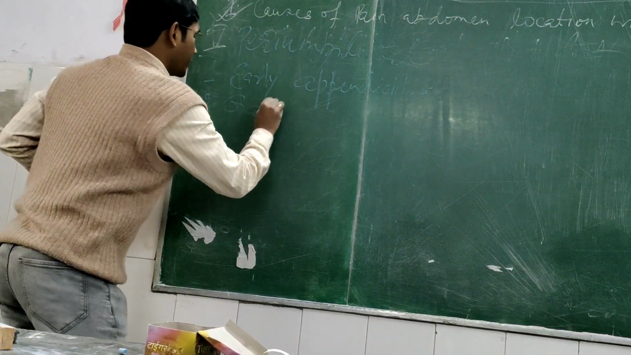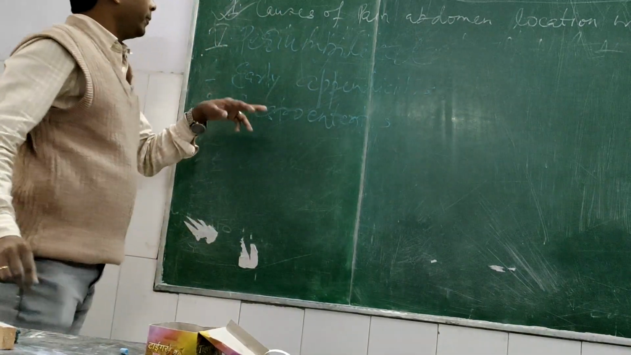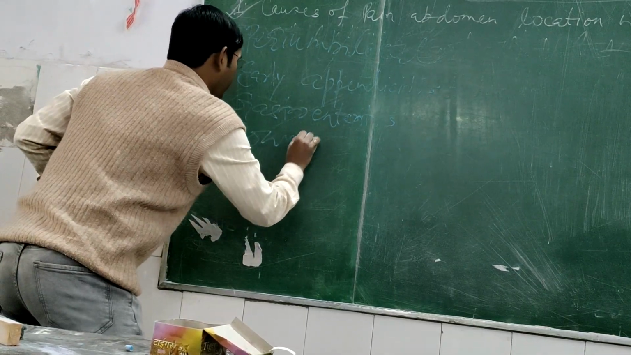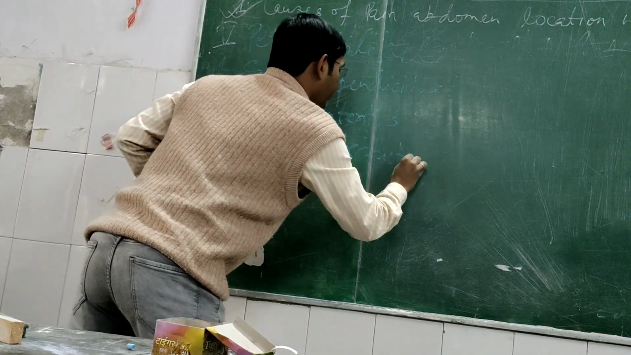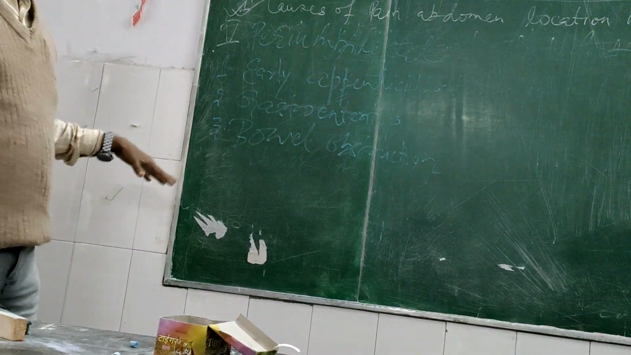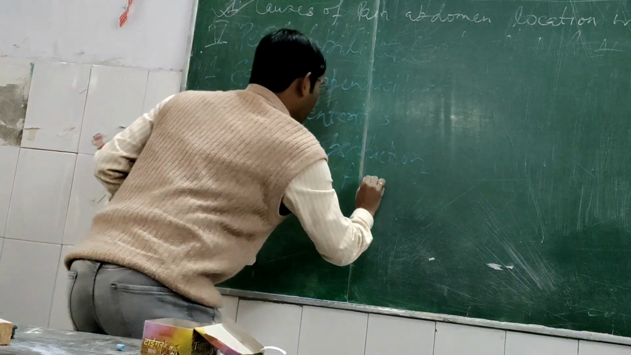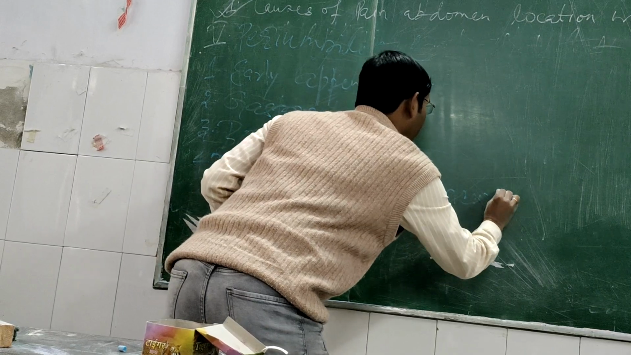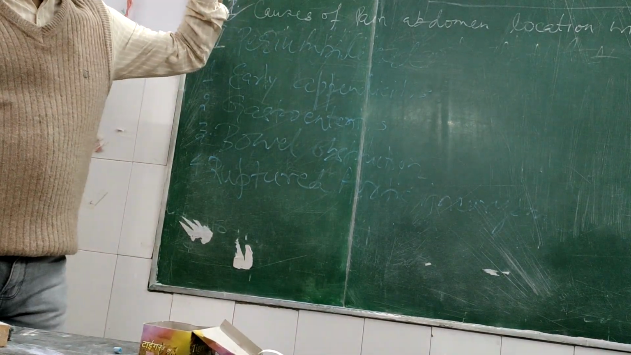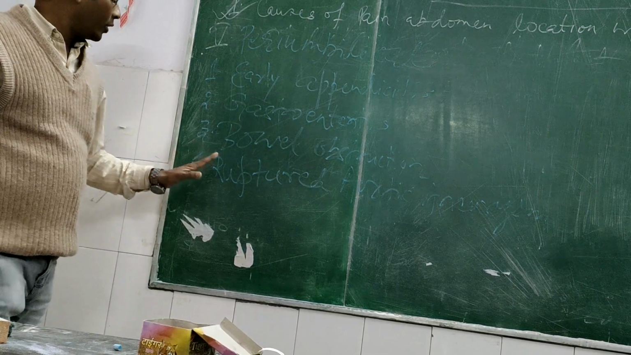Second, gastroenteritis. Even pain of gastroenteritis can be peri-umbilical. Bowel obstruction. Even intestinal obstruction cases can present with peri-umbilical pain. And also the ruptured aortic aneurysm. So these are the four important causes of peri-umbilical pain. Number one is early appendicitis. Number two is gastroenteritis. Number three is bowel obstruction. And number four is ruptured aortic aneurysm.